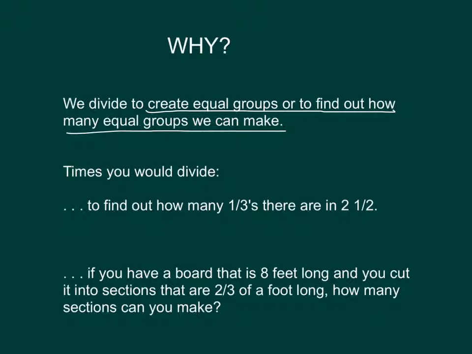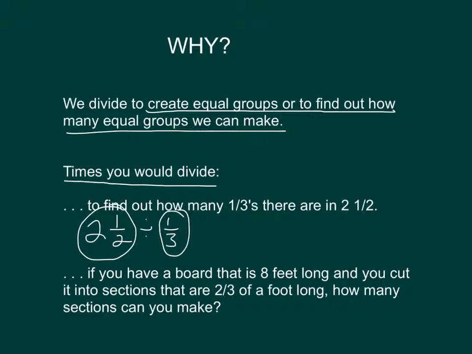In the example box on your why section, you need to include some times that you would divide. You might divide to find out how many 1/3 there are in 2.5. To do that, you would have to do 2.5 divided by 1/3. That would tell you how many of these there are in this.